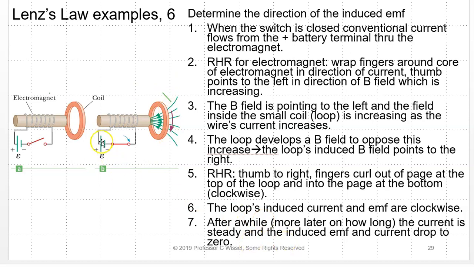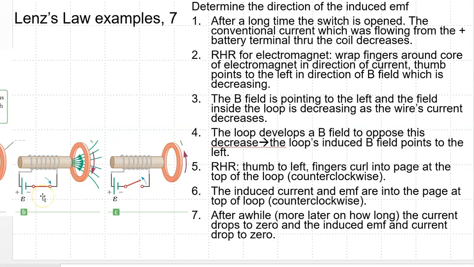After a while, of course, this only works for a very short time. After a while, and we'll talk about this when we talk about RL circuits, the current will be steady, and the minute the current's steady, the induced EMF and the current drop to zero. So we have had this for a long time, and it's had plenty of time to reach its steady state. So after a long time, the switch, which was closed, is now open.